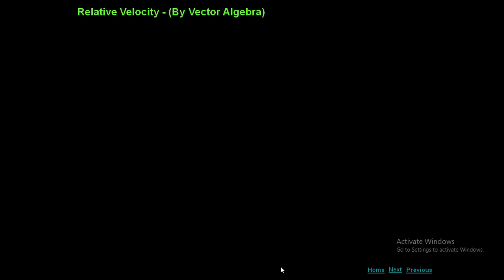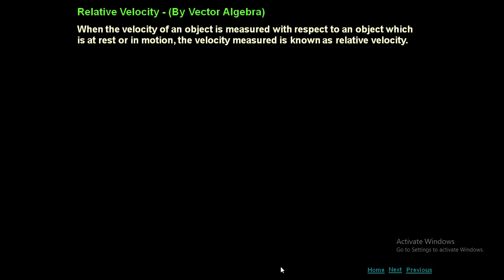Relative velocity by vector algebra. Already we have studied relative velocity in motion in a straight line, but here we are going to represent and study the same by using vector algebra. When the velocity of an object is measured with respect to an object which is at rest or in motion, the velocity measured is known as relative velocity.